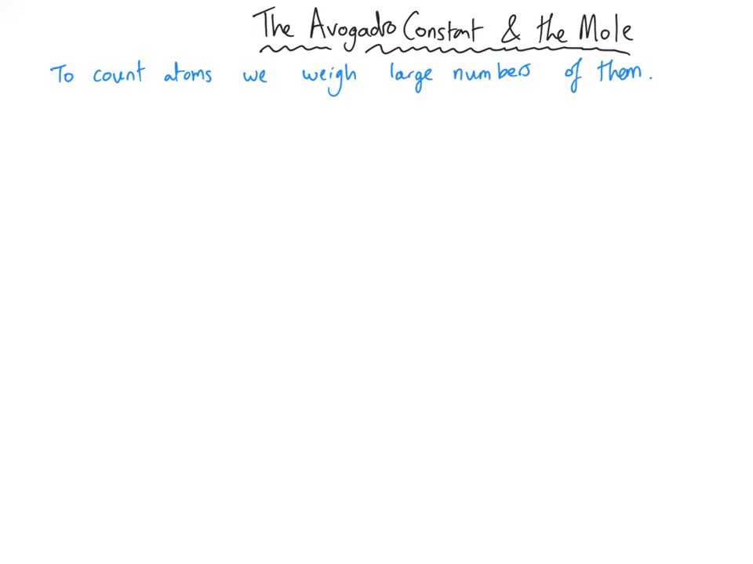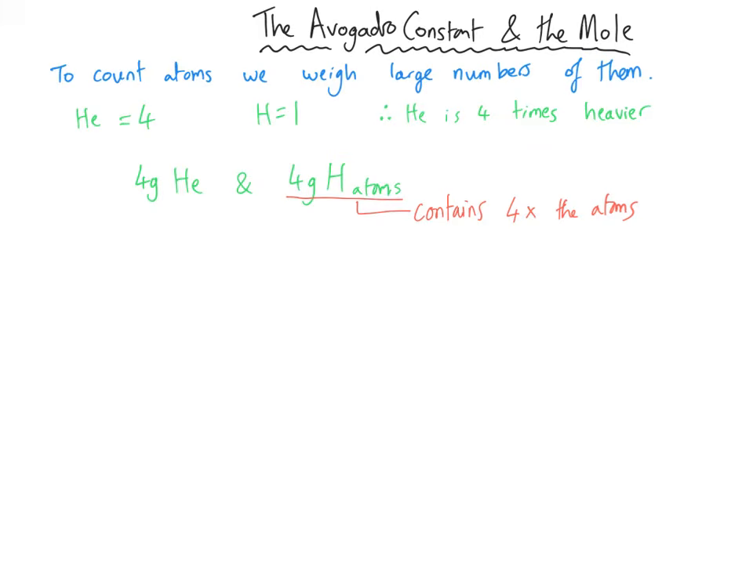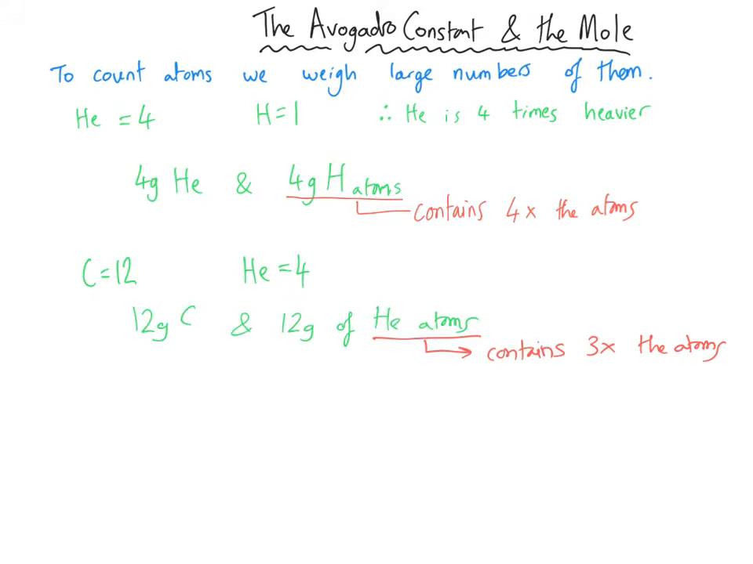So for instance, helium, which has a relative atomic mass of 4, is 4 times heavier than an atom of hydrogen. And so what that means is, if you had the same mass of each of them, helium and hydrogen atoms, we would have 4 times as many hydrogen atoms. And in the same way, carbon is 12 and helium is 4. So if we've got the same mass of each of them, we will have 3 times as many atoms of helium.